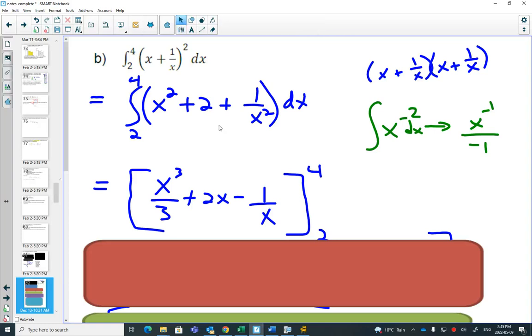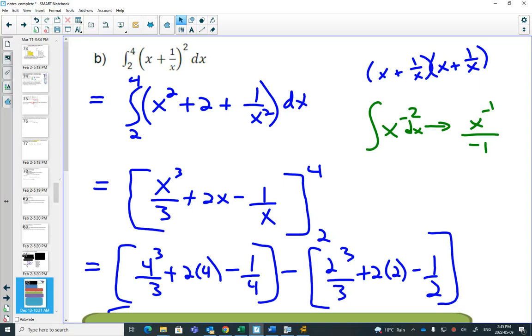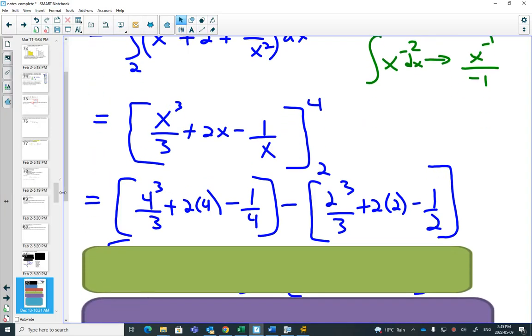Now we plug in 4, get a value, put that in one set of brackets, plug in 2, put that in another set of brackets. And the rest is just calculations.